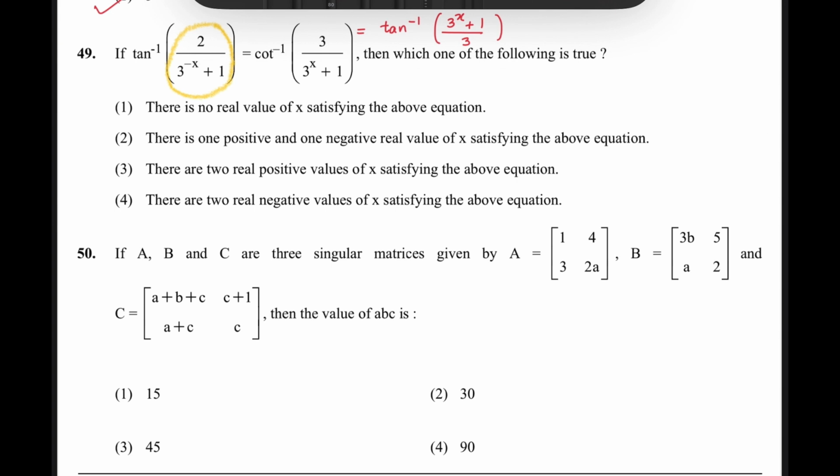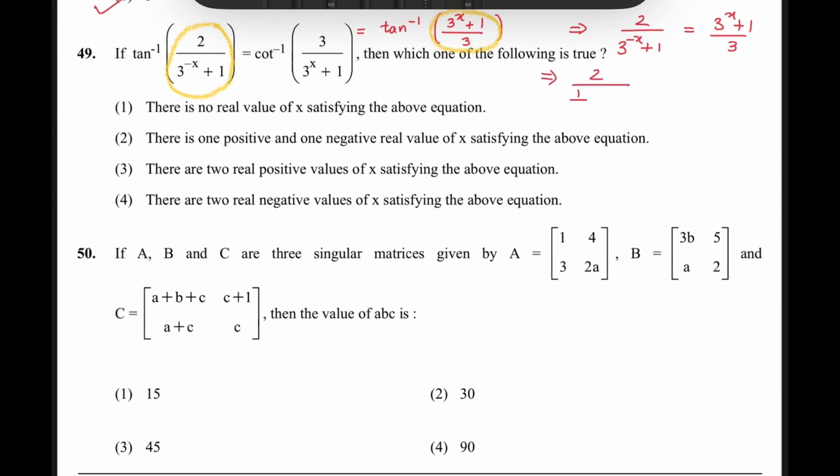So tan inverse of something equals tan inverse of something. So I can compare the arguments, and I can write, so 2 upon 3 to the power minus x plus 1 equals 3 to the power x plus 1 divided by 3, right? So 3 to the power minus x, I can write this as 1 upon 3 to the power x, right? And then I can take the LCM and simplify this. So after simplification, what will I get?